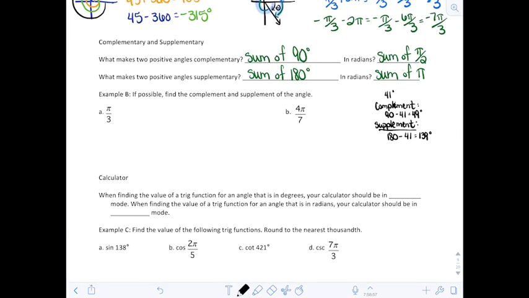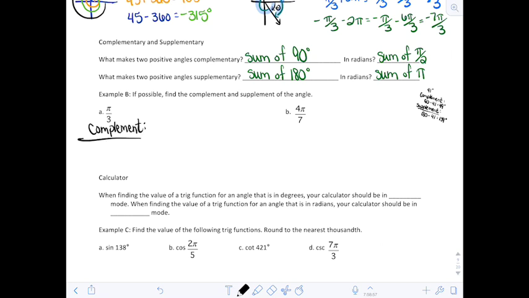So back to pi over 3. If possible, find the complement and supplement of the angle. So I'm going to shrink this way down and just get this out of the way over here. Okay, so pi over 3. First I'm going to find the complement, which means I want to know what plus pi over 3 adds up to pi over 2. So I'm going to take pi over 2 and subtract pi over 3.